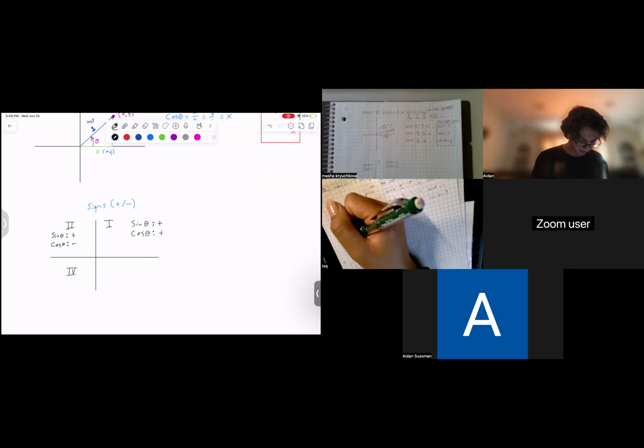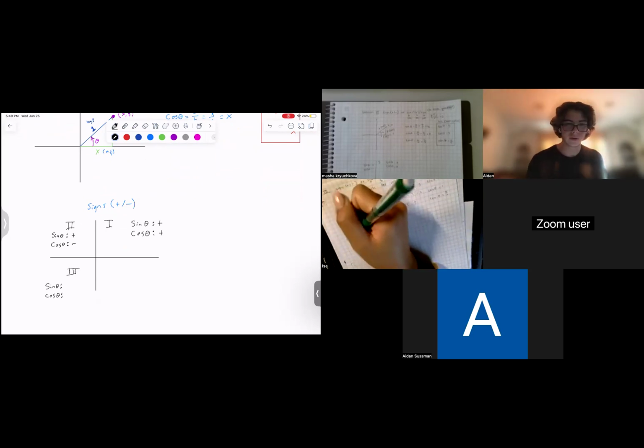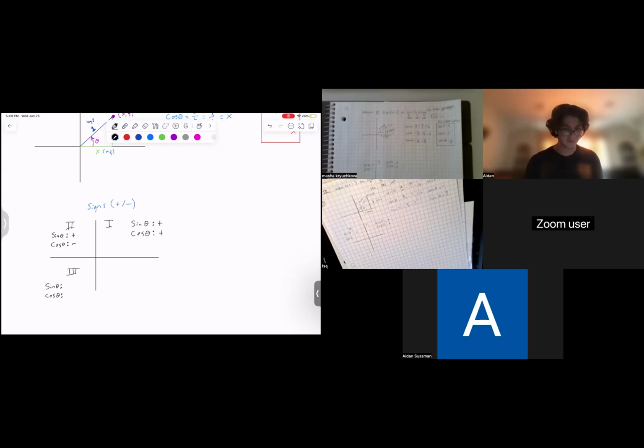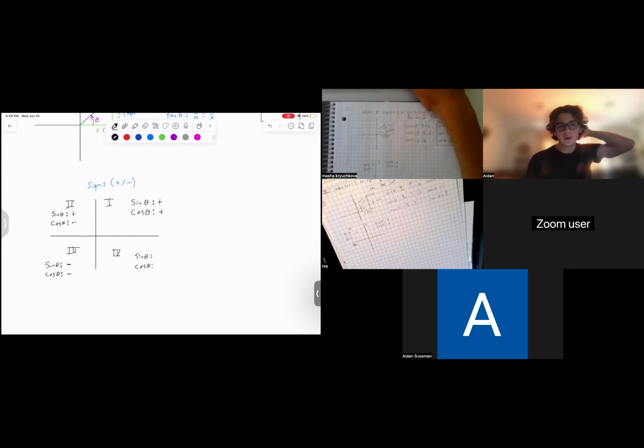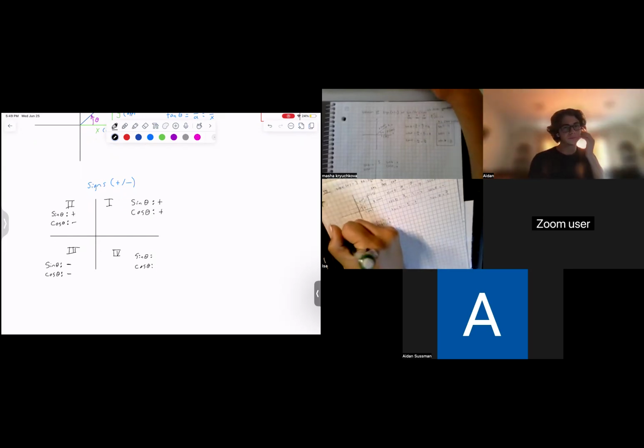Isa, can you tell me what about quadrant, oops, that's quadrant 3. What about quadrant 3? What do we know about sine and cosine in quadrant 3? Are they both negative? Exactly, because x and y are negative. Sine will be negative, cosine will be negative. What about quadrant 4? Masha, can you tell me what goes on in quadrant 4? Cosine would be positive and sine would be negative.